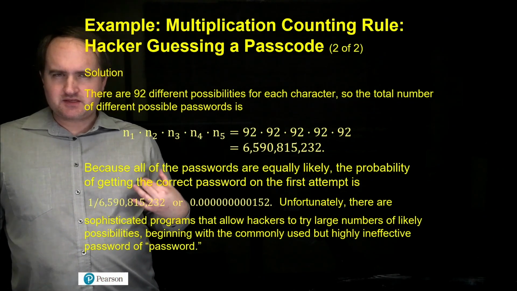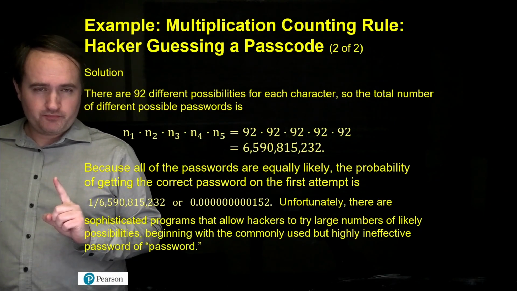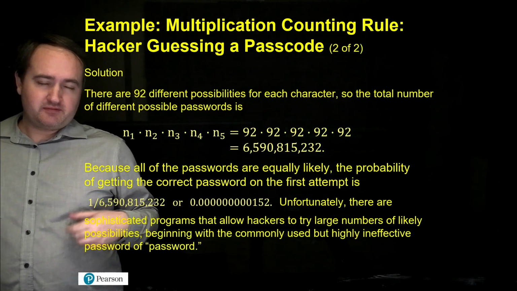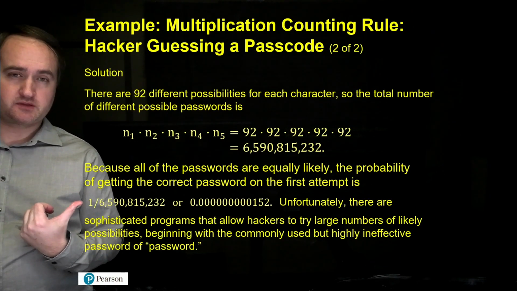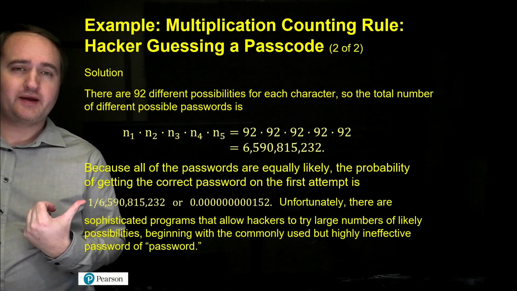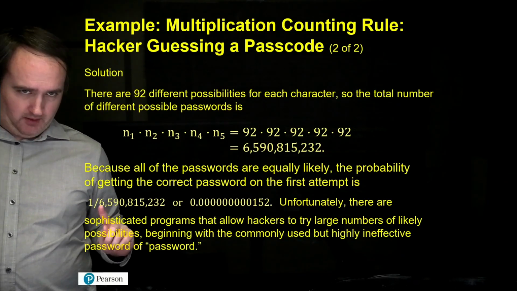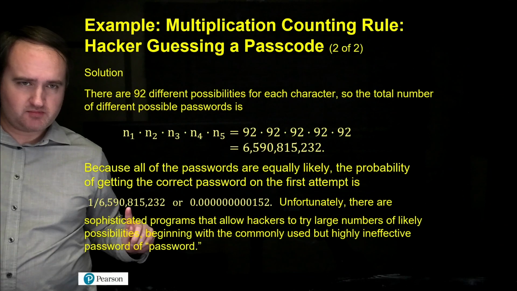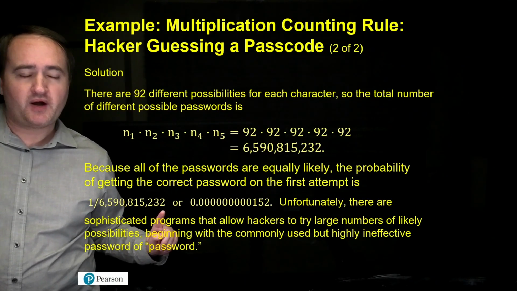Now, to answer their other question, if we wanted to guess the correct password, there's only one correct password. So the probability of guessing the correct password is one outcome in our event, over the 6,590,815,232 possible passwords.